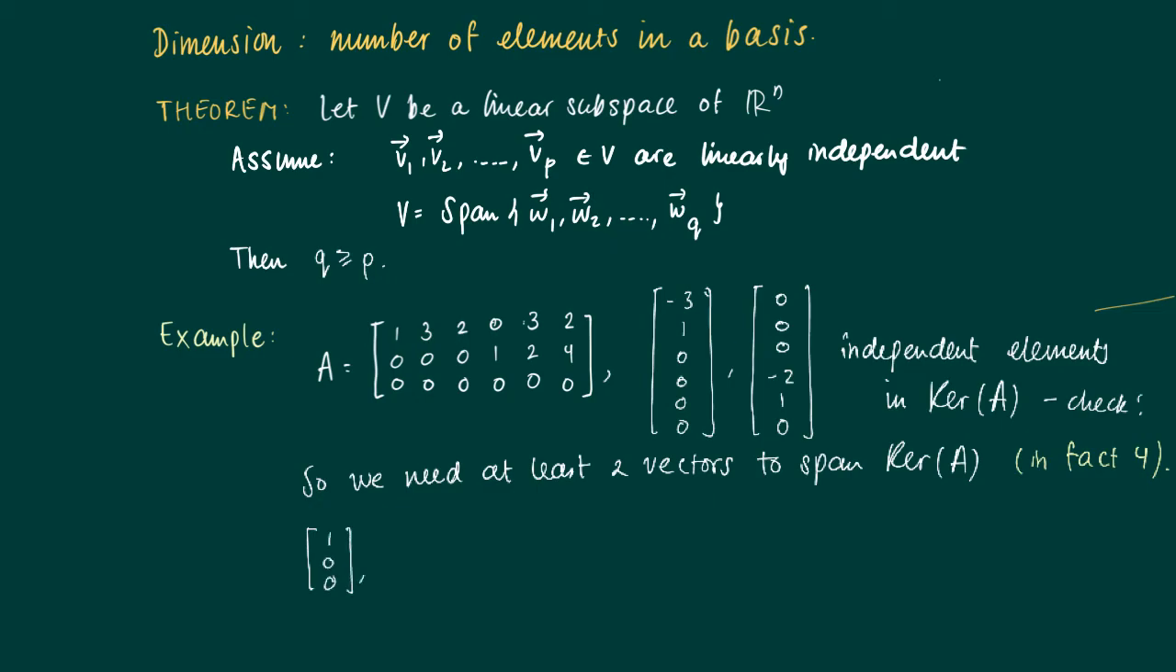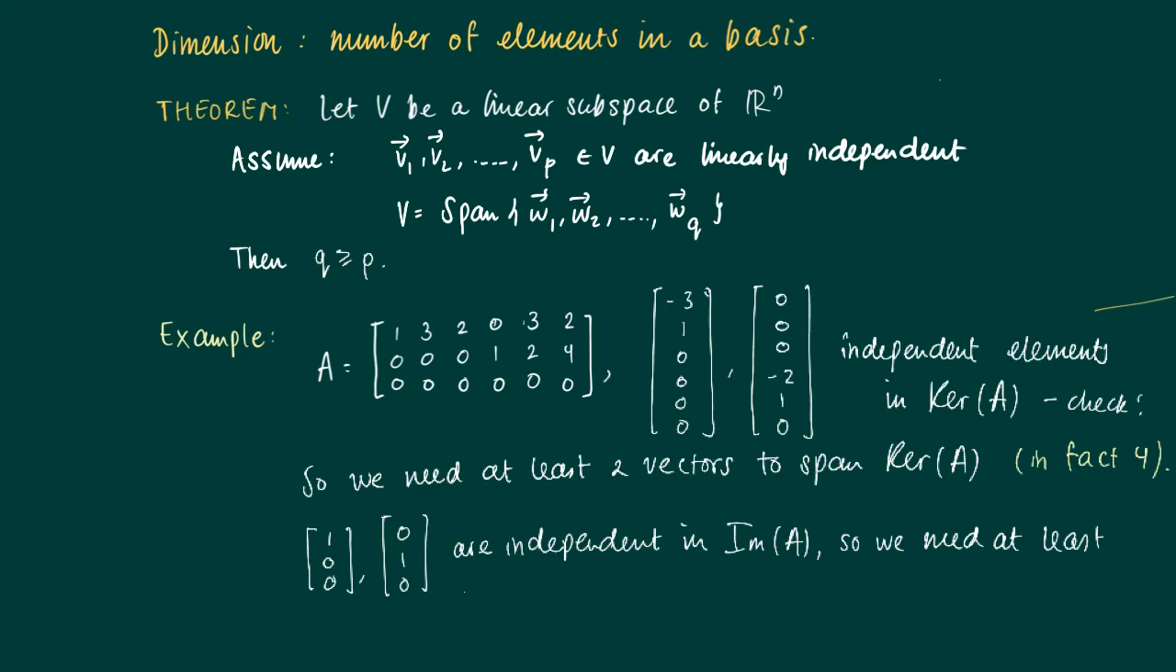Also, if we look at the image or the column space of A, then we see here that we have two columns. This is the first column, this is the fourth column. These two columns are clearly independent, and in the image of A, the column space. So we need at least two vectors in R3 to span the image of the matrix A. Well, in fact, we may show that the number we need is actually 2.